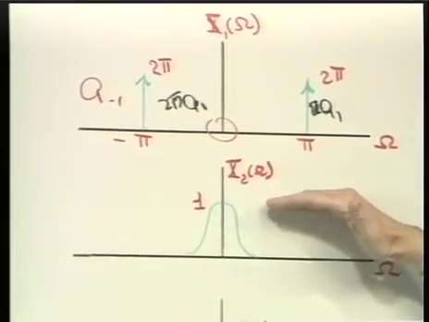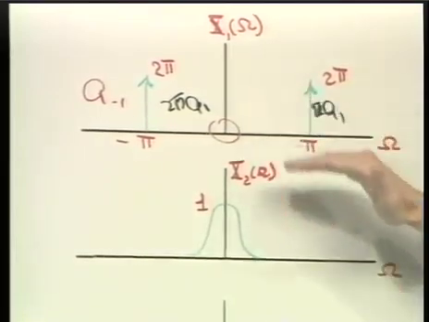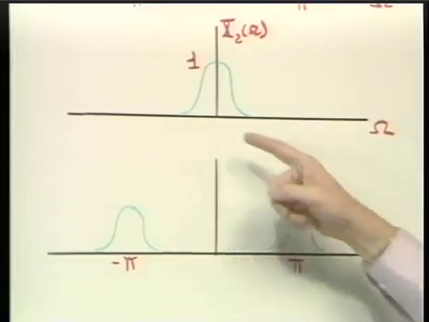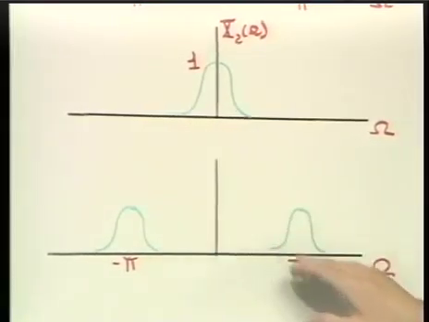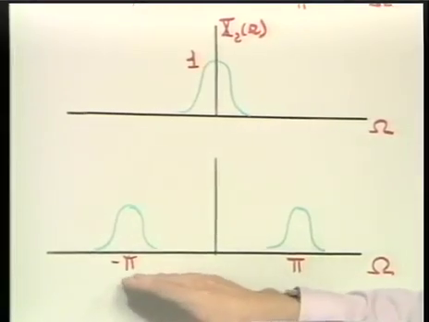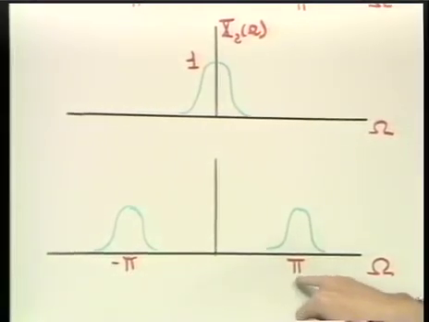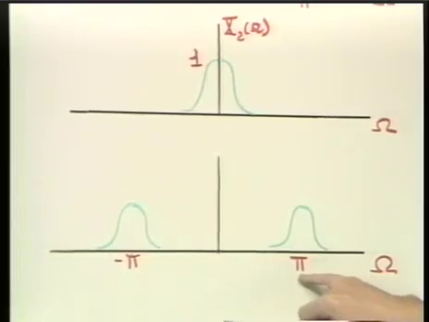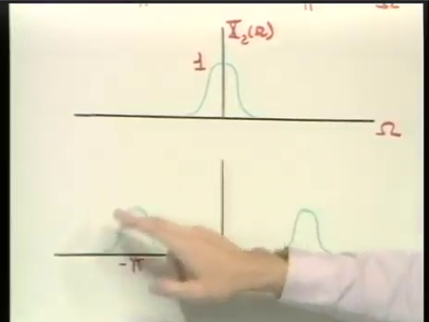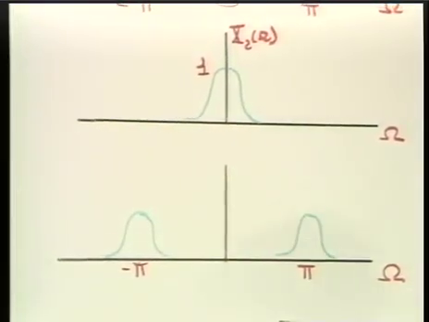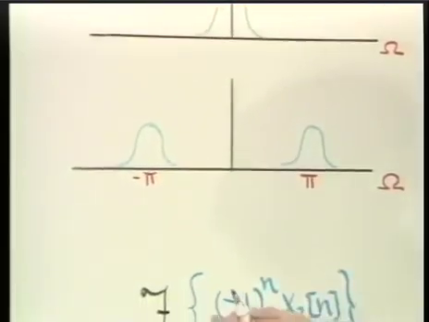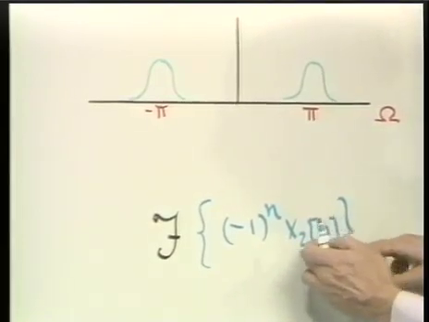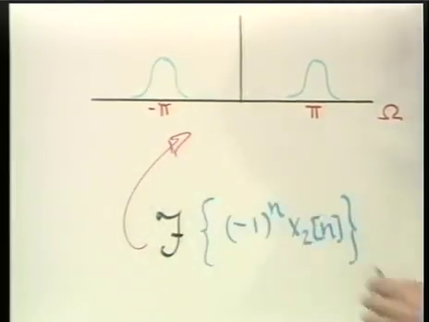So in fact, the result of the convolution of this with this would then be the spectrum that I indicate here, namely this spectrum shifted up to pi, and of course to minus pi, and then of course to not only pi, but 3 pi and 5 pi, et cetera, et cetera. And so this spectrum finally corresponds to the Fourier transform of minus 1 to the n times x2 of n, where x2 of n is the sequence whose spectrum was x2 of omega.